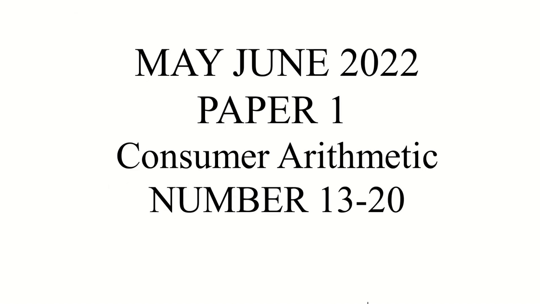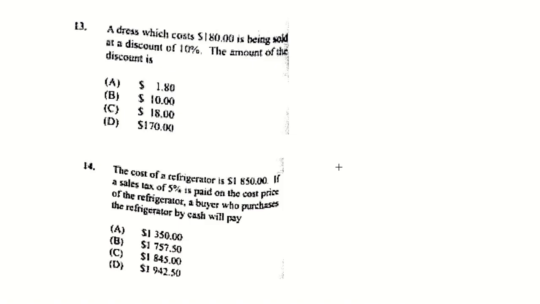Let's look at May, June 2022. Paper 1, Consumer Arithmetic, 13 to 20. Alright, a dress costs 180 and is being sold for a discount. This is a repeated question. The discount is 10%. 10% of 180 is $18. Right? We could do 180 over 1 multiplied by 10 over 100 is 18.